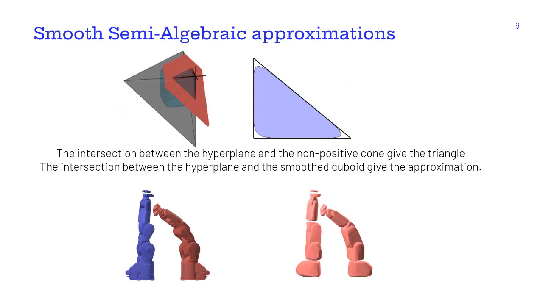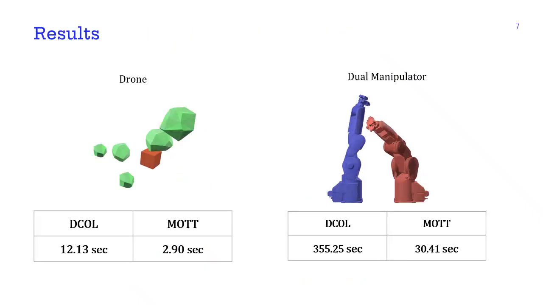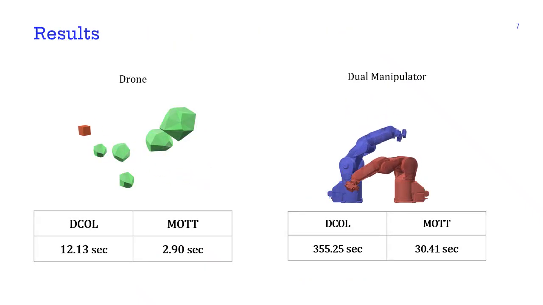So, we introduce a method to create smooth, semi-algebraic approximations of polytopes. Just as a polytope is the intersection between a hyperplane and the non-positive cone, we represent our semi-algebraic approximations as the intersection between the same hyperplane and a smooth approximation of the non-positive cone. We show that our single-level, smooth optimization problem solves faster than the method presented in DCOL, which requires the explicit calculation of separation distance at each solver iteration.